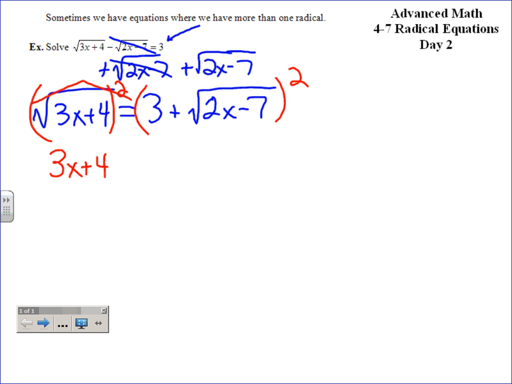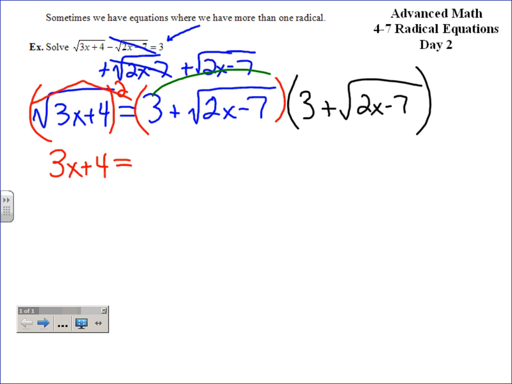Squaring the 3 would have been easy, but so equals. Now we have to do this. Well, what it really means is to take that times itself. Right? And so to do that, we have to basically flip. So let's take 3 times 3, 9. But I also have to take this 3 times that. And how do you multiply like that? Can I put the 3 inside the radical or not? No, it just has to stay out front. So plus 3 square root of 2x minus 7.